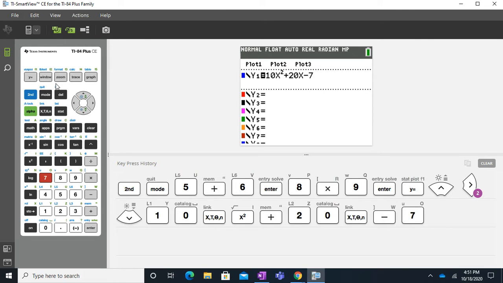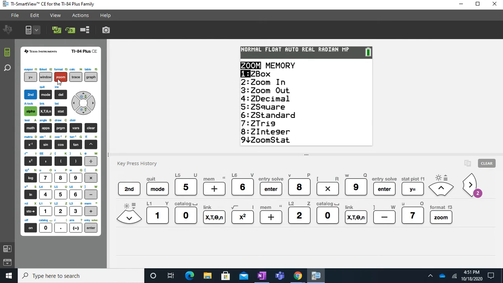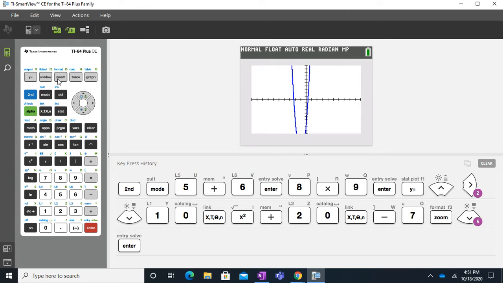Then go ahead and press the zoom key. At the top in the middle, the zoom key gives you all the different options for how you're going to look at your picture. You're always going to start off with option 6. ZStandard is the 10 by 10 grid. If we go ahead and select that, we see sort of the parabola.